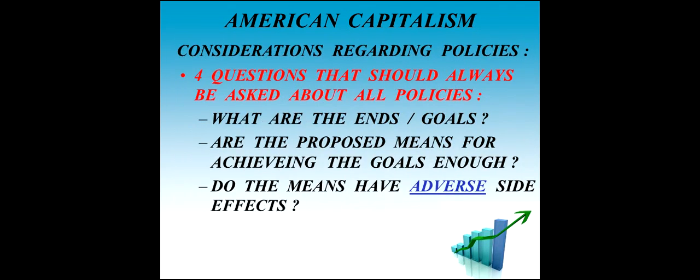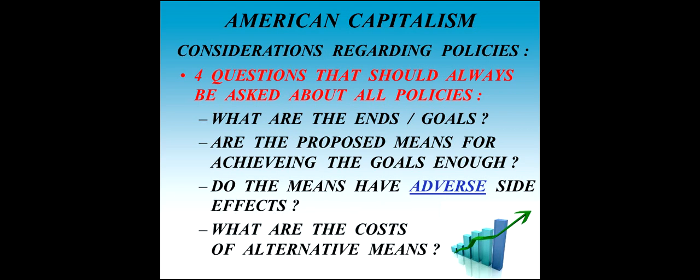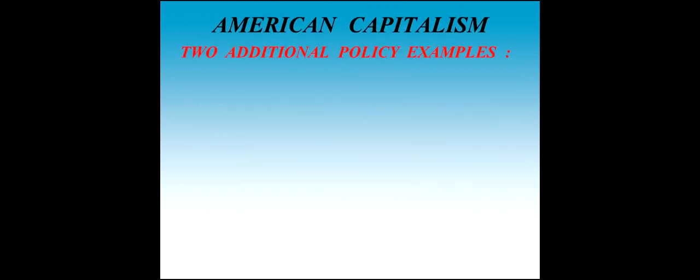And the fourth question that should be asked: what are the costs of alternative means of pursuing the ends or the goals? This harkens back to the lessons that we learned in Chapter 2 about opportunity costs. Here are 2 additional examples to help you strengthen your understanding of what a policy would look like.